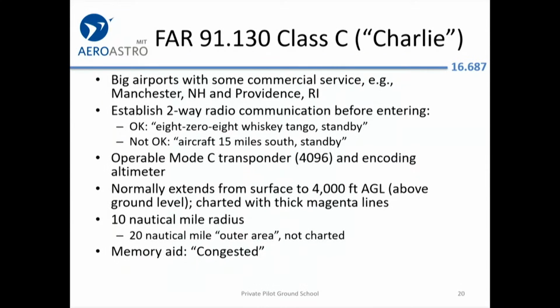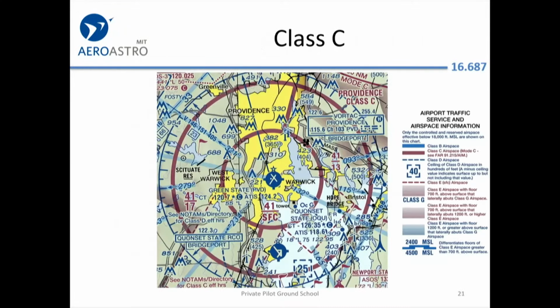So in this example, 808 Whiskey Tango. But if you just say, I'm an aircraft 5 miles to the south, they don't know you, they haven't identified you in particular, so that doesn't count as establishing the two-way communication. But once you have established two-way communication with the controller, you can enter without a specific clearance to enter the Class Charlie airspace. So here's an example of that. We have the airport in the middle, and now we have magenta lines instead of blue lines because it's a Class Charlie airspace instead of Class Bravo airspace.